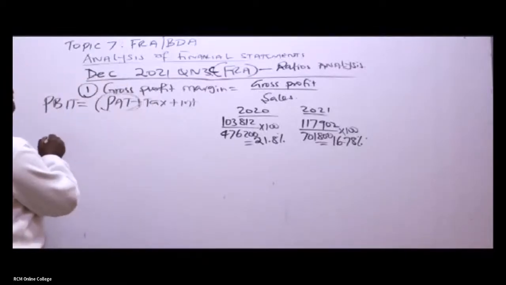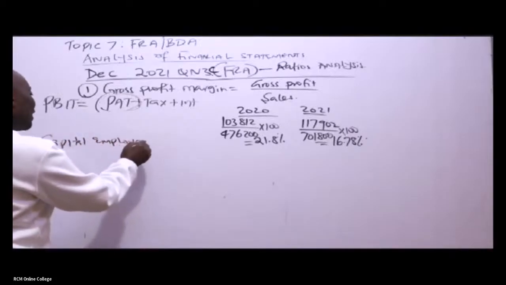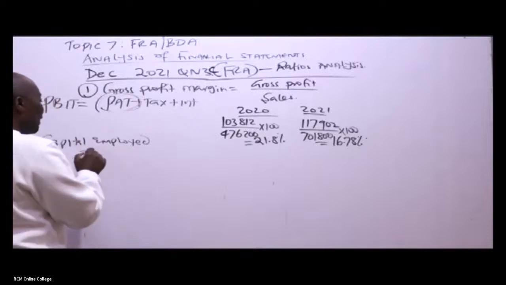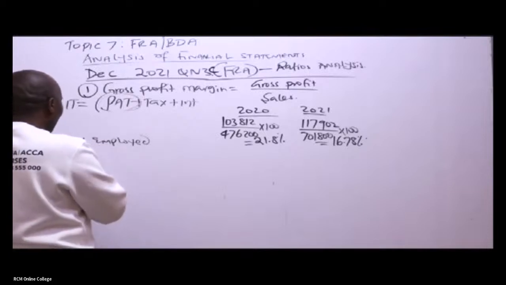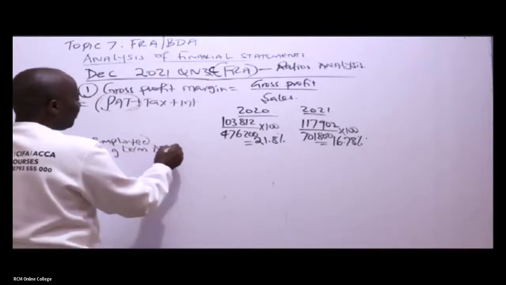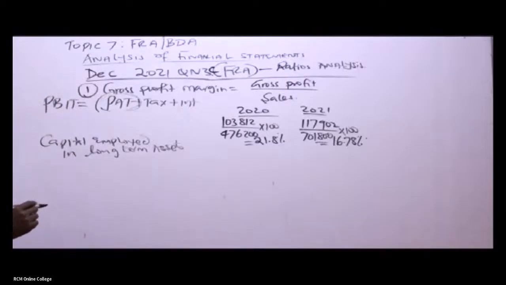Now from there, I will come back to what we are calling capital employed. This capital employed is, or rather it's, the capital employed in long-term assets. There are 2 ways of getting this, and I hope you're writing a note somewhere. I'll give you a proper structure for writing this, but I want you to take this note down.